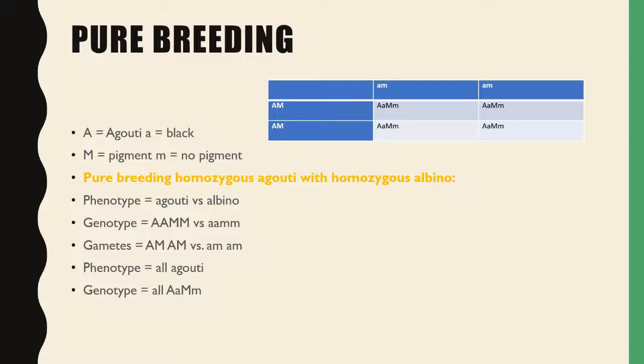And because we're pure breeding, that means it must have the double homozygous dominant and the double homozygous recessive. So the genotype is going to be AAMM, all capitals, versus aamm, all lowercase. So the gametes are going to be capital A, capital M, capital A, capital M, versus small a, small m, small a, small m. The phenotypes will be all agouti, and the genotypes will be all big A, small a, big M, small m. And the reason for that is by the table above. You cross a big A and a big M with a small a and a small m, you're going to get a big A, small a, big M, small m. And that's going to be the same all right.